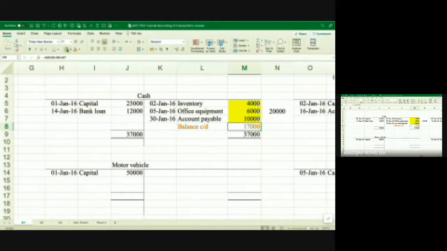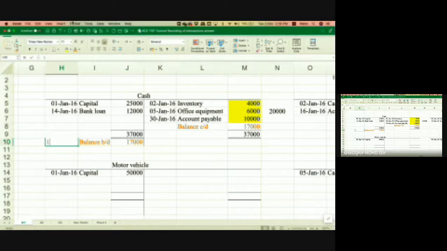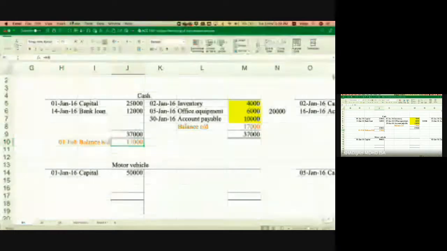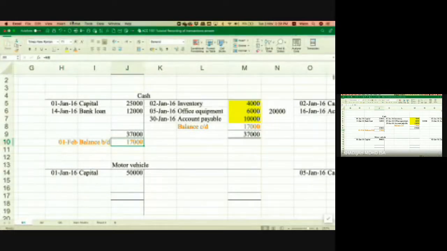So this 17,000 will be balanced at the beginning of February, right? So this 17,000 will be opening balance for your February. So here should be 1 of February. Okay, so that's how you decide how much is the closing balance. Is that clear? Anyone not clear about the closing balance?